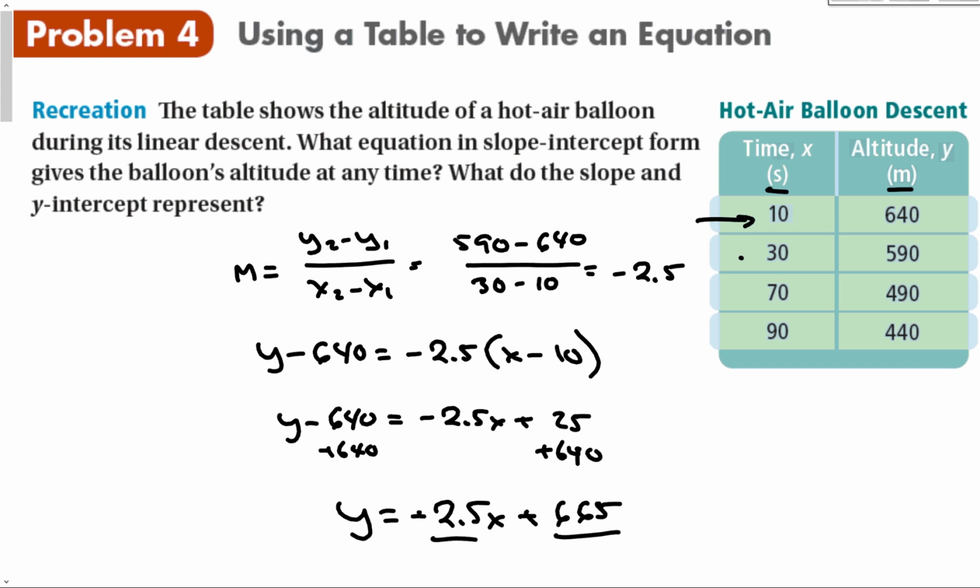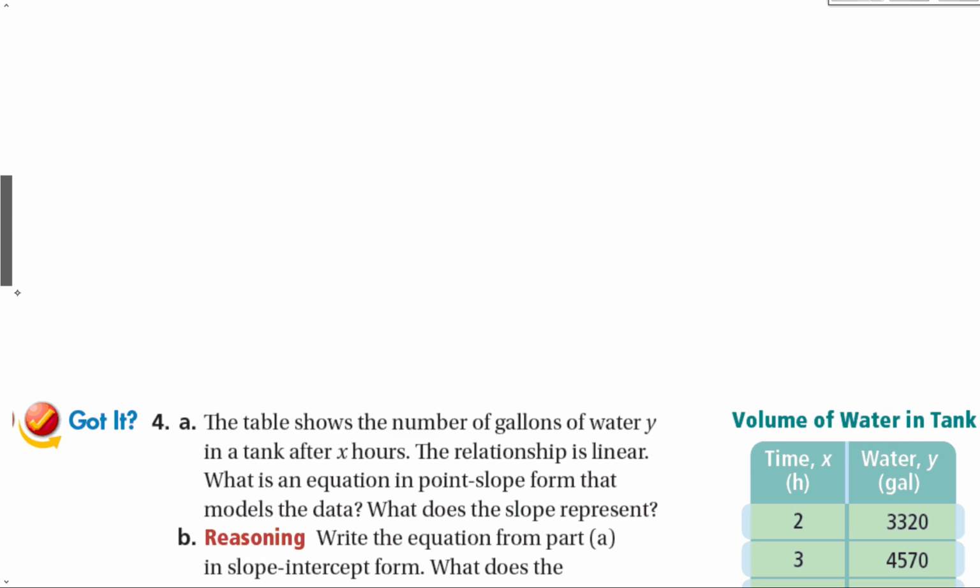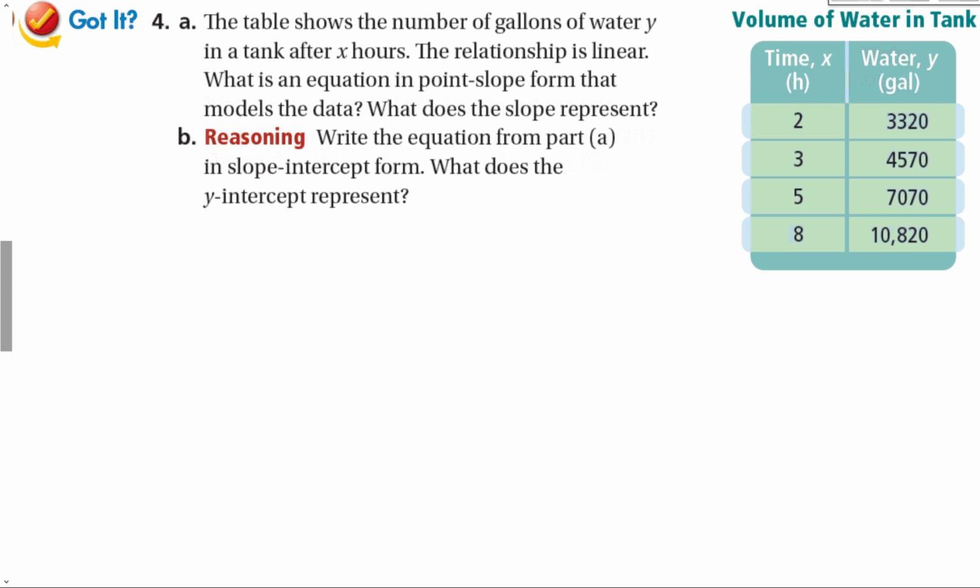So let's try one more "Got It" problem. The table below shows the number of gallons of water y in a tank after x hours. The relationship is linear. What is an equation in point-slope form that models the data? Okay, well, same thing. Looks like after a certain number of hours, we're filling up the tank. We're not taking water out of the tank.